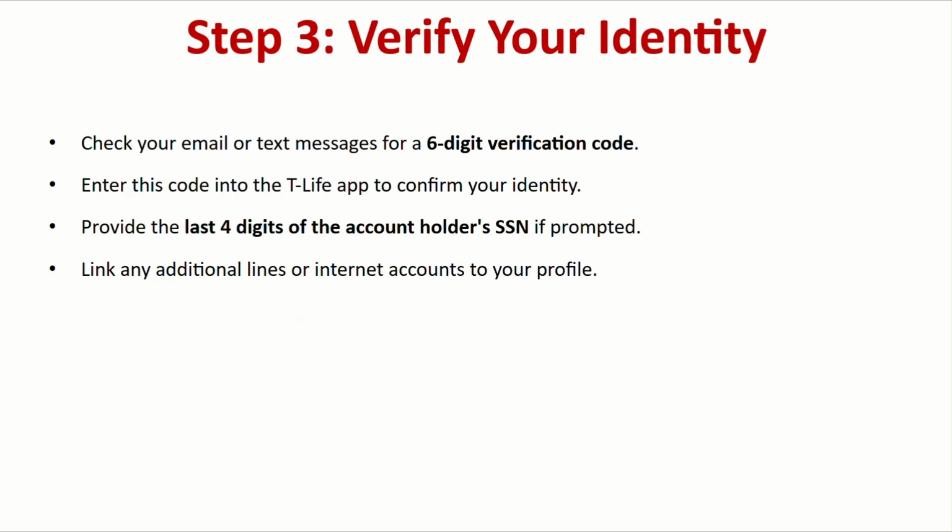Step 3. Verify your identity. Check your email or text messages for a 6-digit verification code. Now enter this code into the T-Life app to confirm your identity. Provide the last 4 digits of the account holder's SSN if prompted. Link any additional lines or internet accounts to your profile.